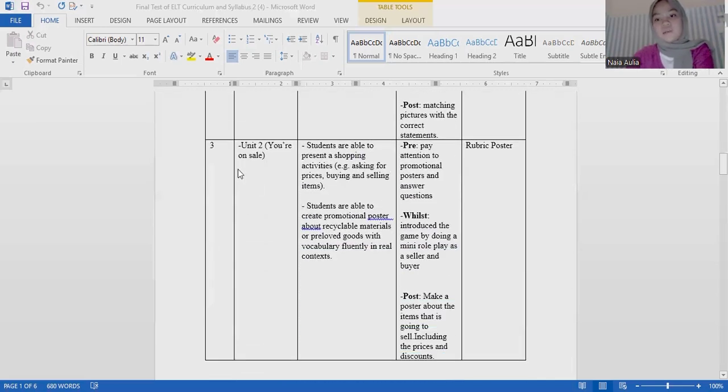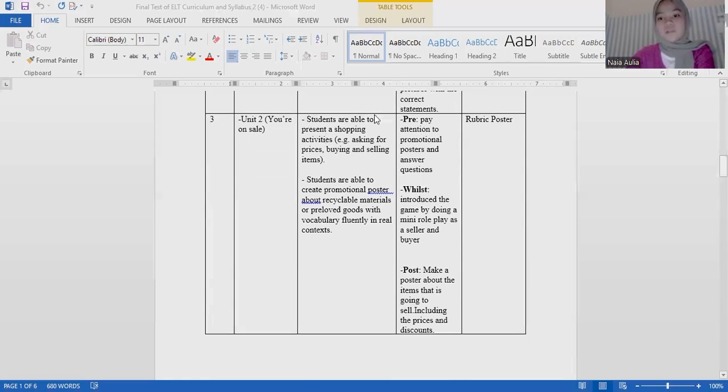And the last is week 3, "You Need to Your Own Style." The learning objectives are that students are able to present shopping activities, for example, asking for prices, buying and selling items, and students are able to create a promotional poster about recyclable materials or pre-loved goods with vocabulary fluently in a real context. In the book English for Nusantara, there is a pre-activity: pay attention to a promotional poster and answer questions.